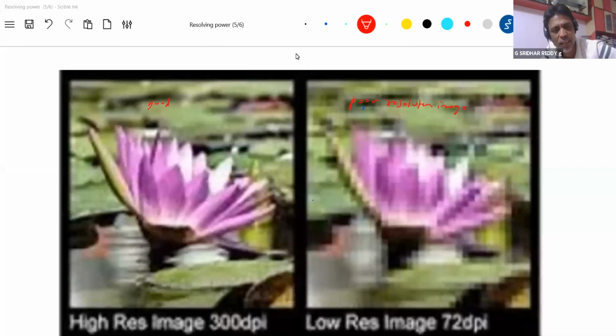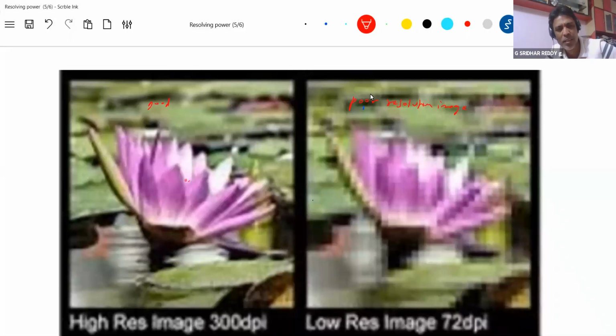We'll discuss the resolving power of instruments. In that, I'll start first with this basic picture. If you look at this picture here, the right hand side one, what you have is called a poor resolution image. Can we measure the number of petals in this? Not possible.